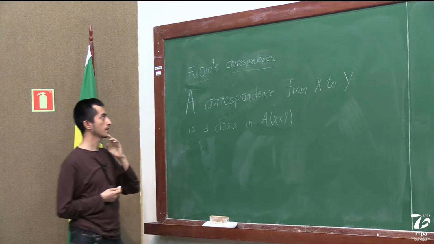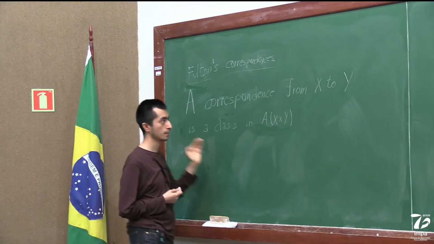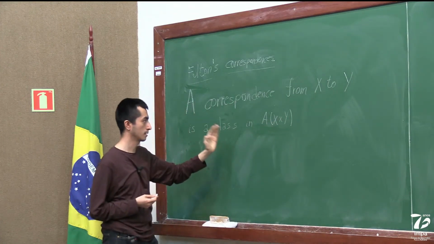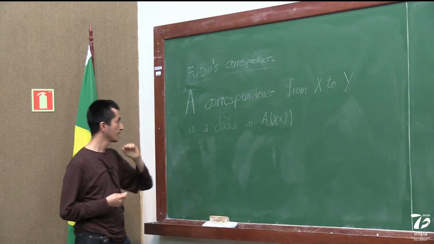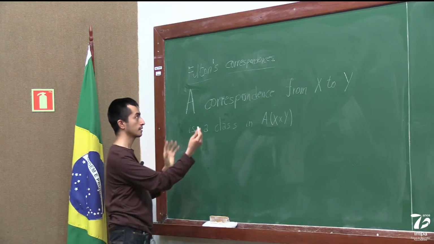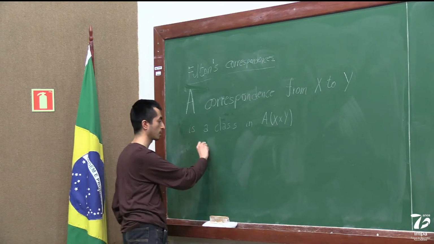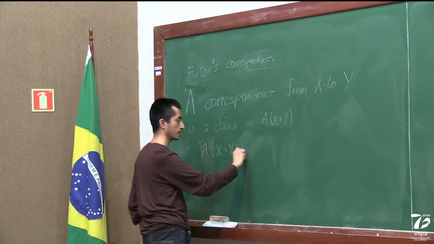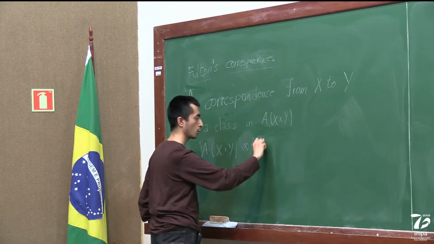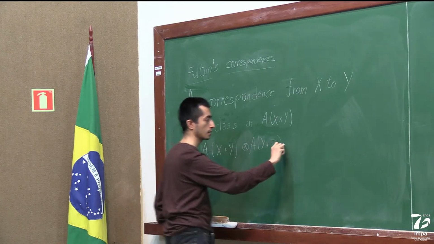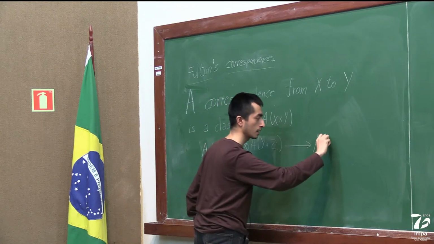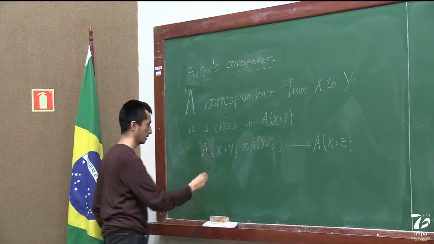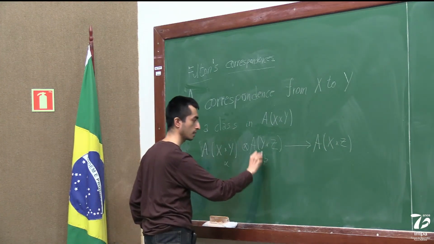Fulton's construction of correspondences was that a correspondence from a smooth k-scheme X to a smooth k-scheme Y is an element in the Chow group of X times Y. And the nice thing about those correspondences is that there is a composition from A(X times Y) tensor A(Y times Z) to A(X times Z), which is given by, let's say, alpha tensor beta.